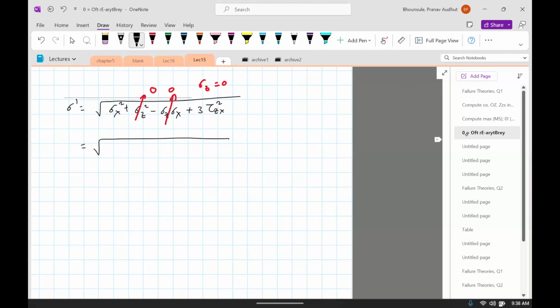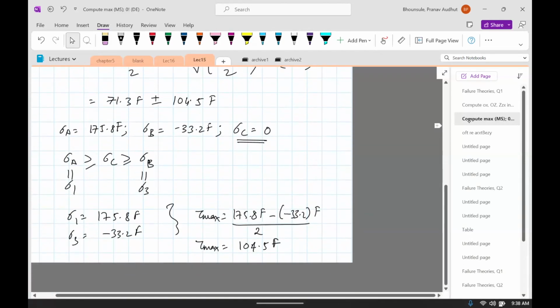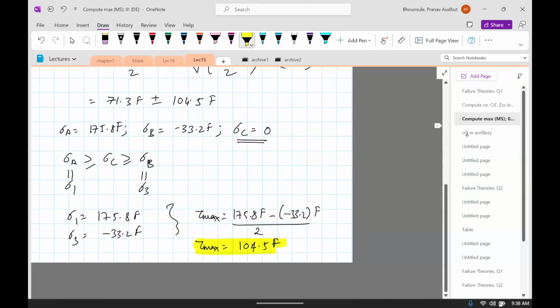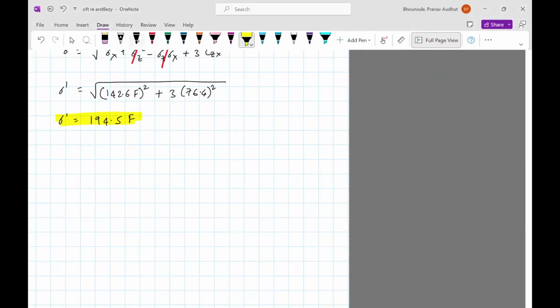Okay, so I'm going to write that down: the square root of (142.6 times F) square plus 3 times 76.4 square, and this works out to be 194.5 F. Okay, so we have the von Mises stress, and earlier we had computed the maximum shear stress. So we are all set to do the final step to compute capital F.